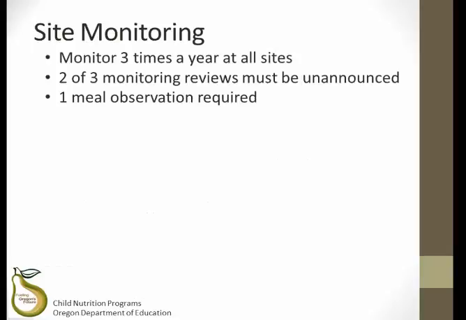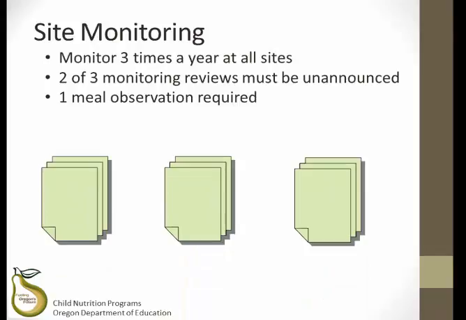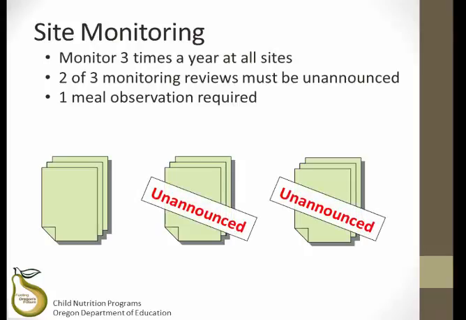For non-school district sponsors and school districts with childcare sites, site monitoring reviews are required to be conducted 3 times a year at all sites, and 2 of the 3 reviews per site must be unannounced. An unannounced review means that the site staff are not notified before the review occurs. Unannounced reviews should be unpredictable so the site monitor can observe usual practices at the site. One of the 2 unannounced reviews must include a meal service observation.